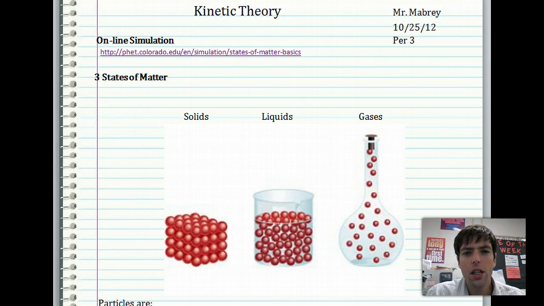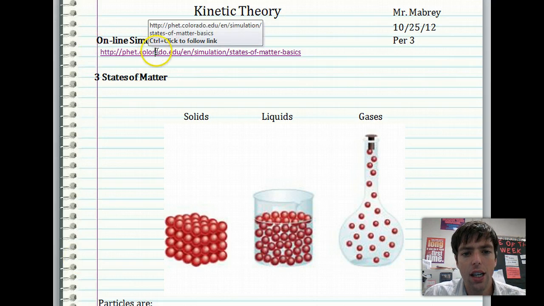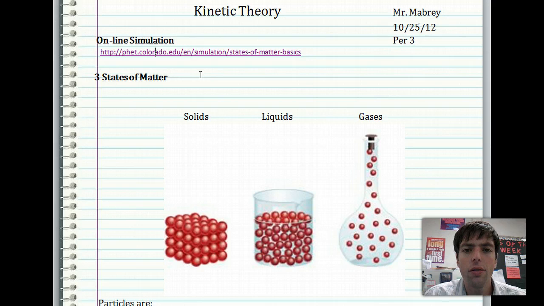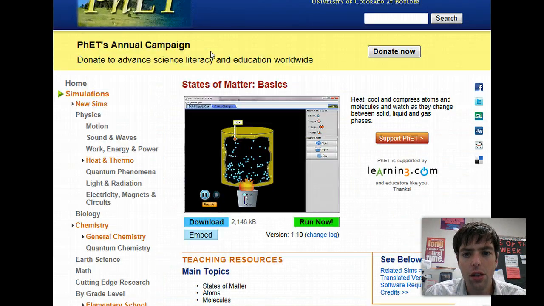Okay, the first thing we're going to do in reviewing kinetic theory, because this is something you've learned in sixth and seventh grade, is we're going to go to this website. That's why I wanted you to write it down, because it's a really fun website to play around on to see if you get the concepts of kinetic theory. So I'm going to click here, and you'll be taken to a web page that looks like this. It looks sort of confusing, but if you click on Run Now, you're going to get a screen that looks like this.